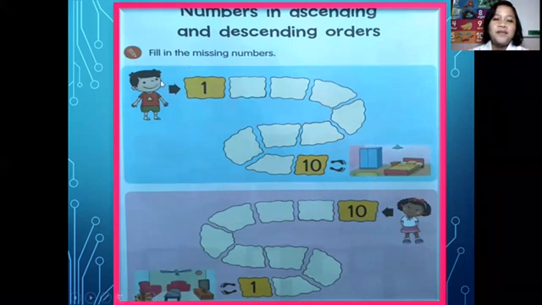We have this, a boy. So the boy starts with number 1. So number 1 going to number 10. All right. So that is ascending order. Okay, so what is the missing number? Can you tell me? Yes? Good job. So after 1 is 2.